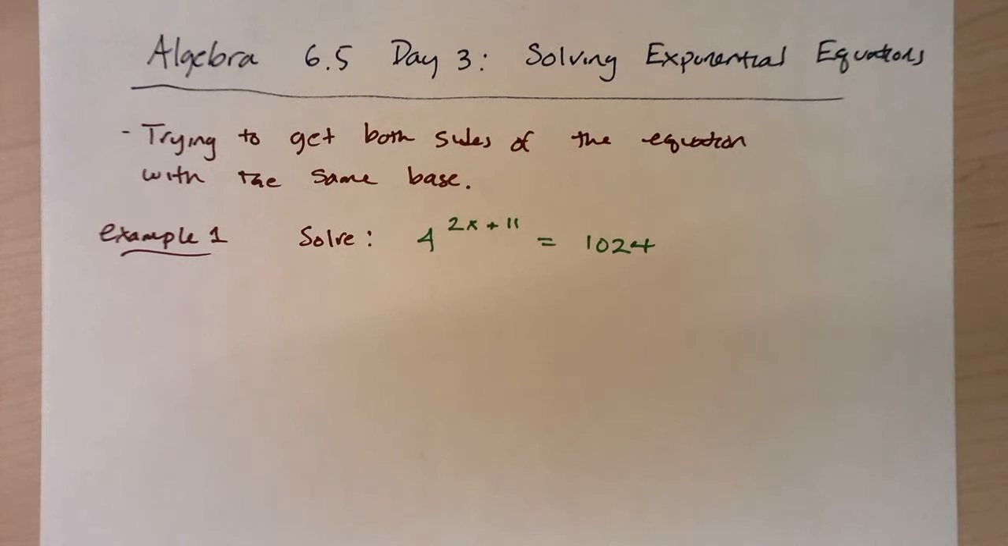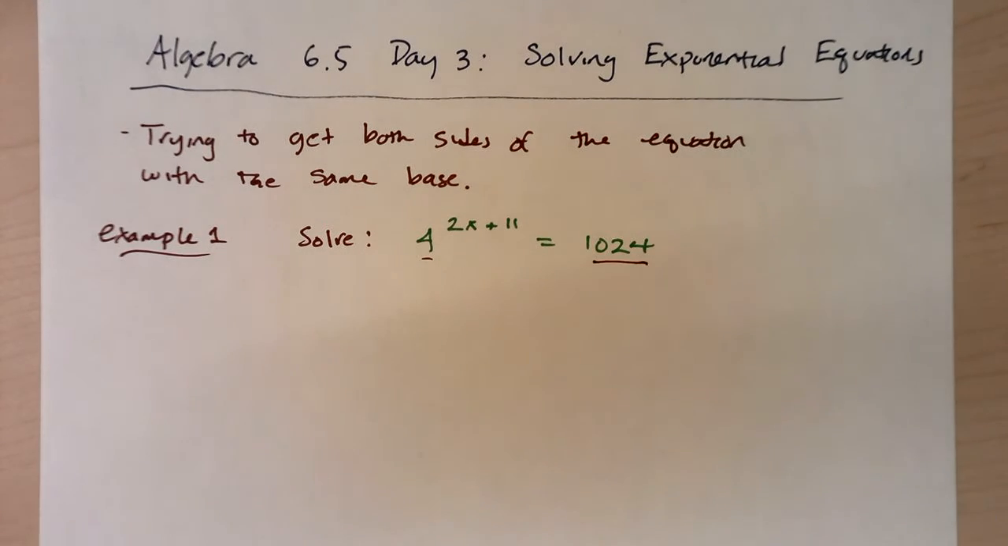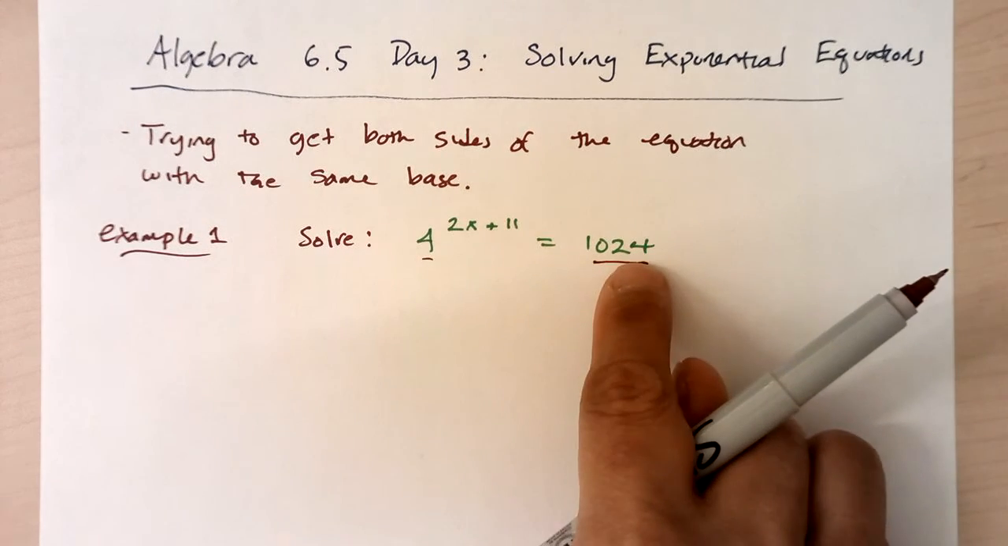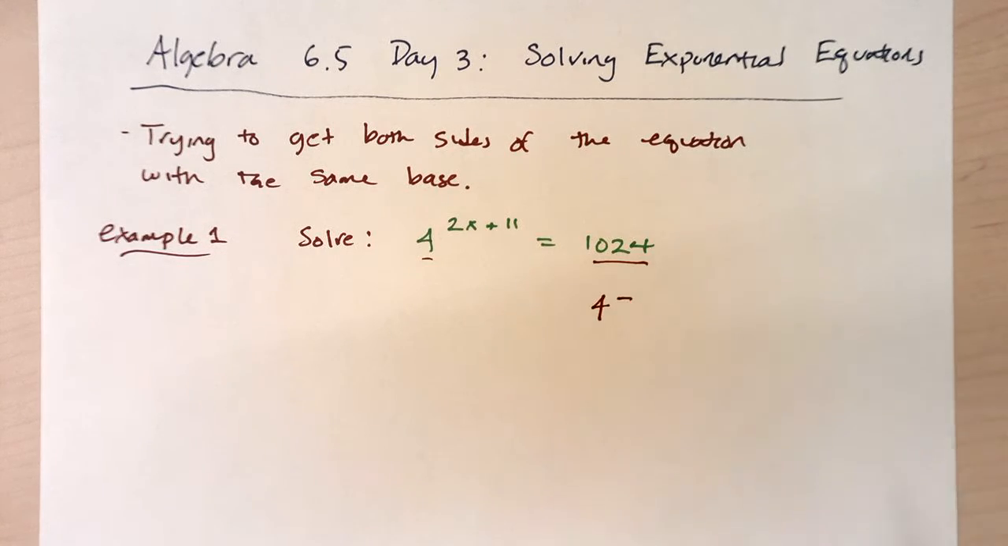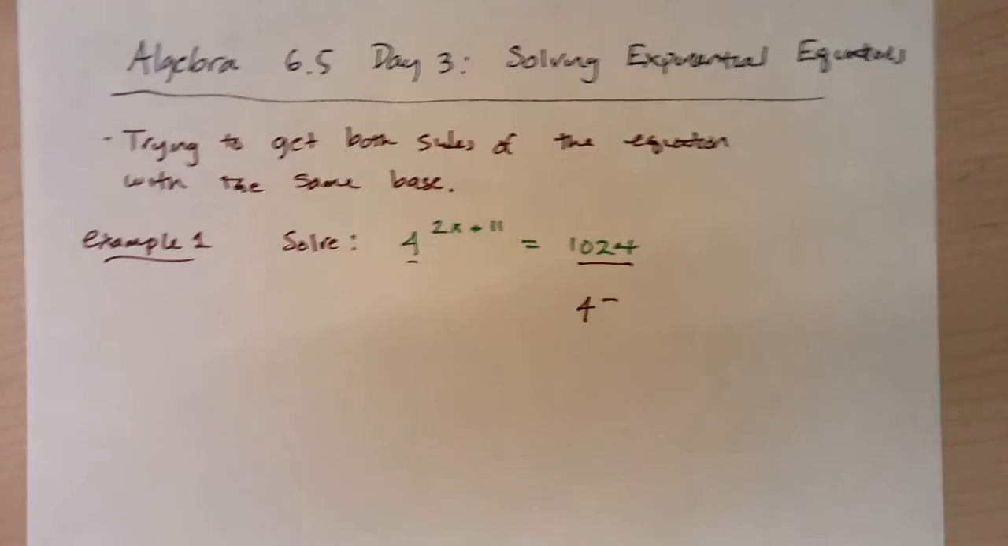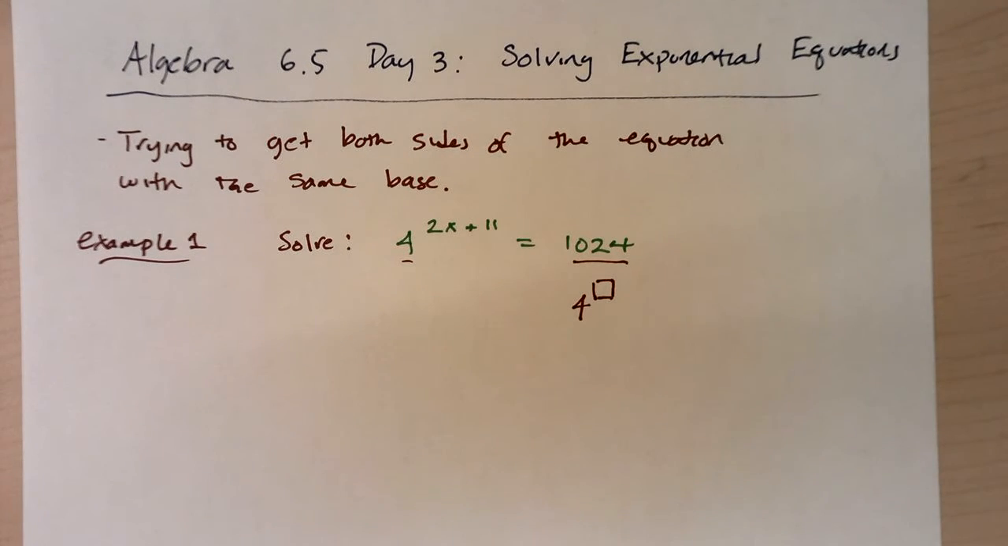So here's what I mean by that. For this example, I don't have the same base. The base on the left side of the equation is 4, and then on the right side is 1,024. Those are definitely not the same. So what I'm going to try to do is rewrite 1,024 in terms of the base 4 to some exponent, and then see if that's equal to 1,024. So I'm trying to figure out 4 to what power is 1,024, if it is.